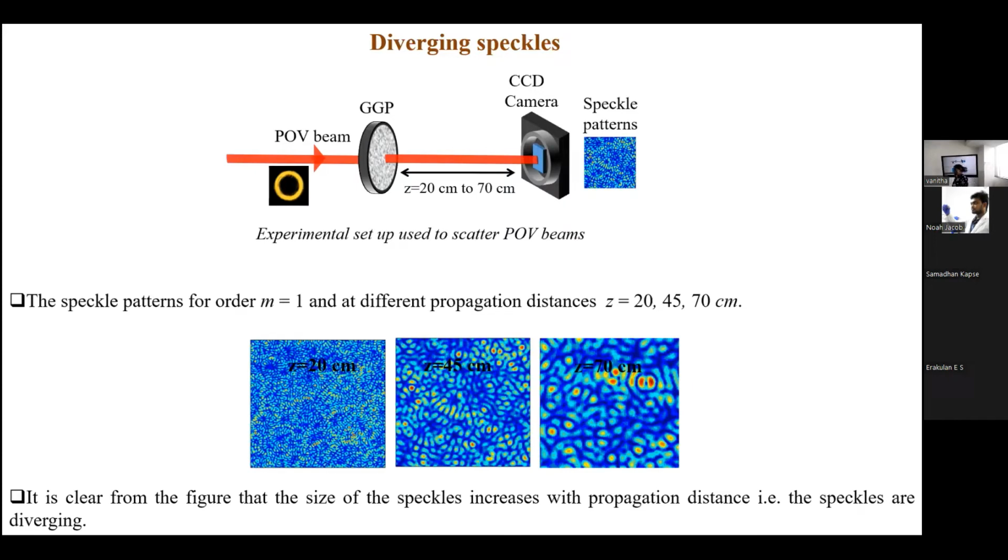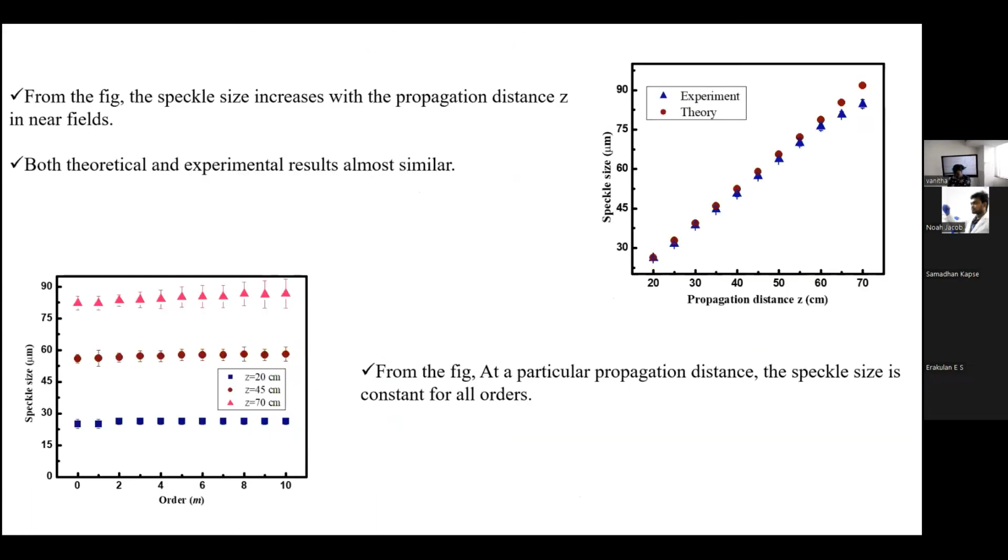These are the speckle patterns for order m equal to 0 at different propagation distances 20, 45, 70. From this figure, we can see as we increase the propagation distance, the speckle size also increases. That means speckles are diverging in nature. From this plot too, as we increase the propagation distance, the speckle size increases.